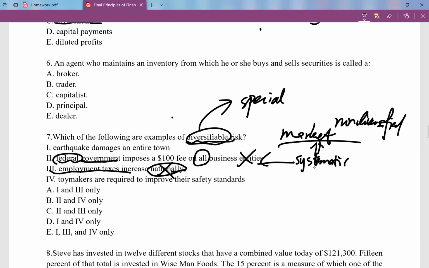So we already canceled these two, which means the remaining choices should be correct. Let's see these two in more detail. First one, you can see here.